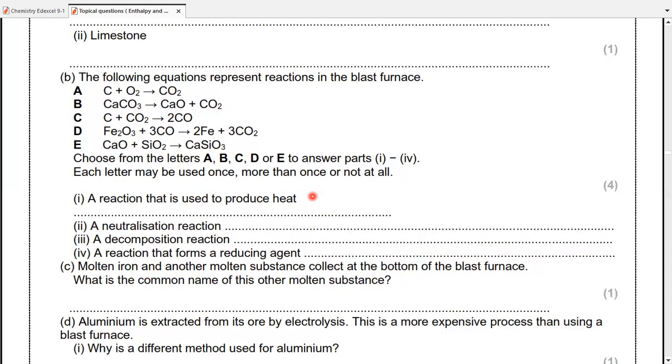I'll first do the fourth one because that's the easiest one. Reaction that forms a reducing agent. Do you remember the reducing agent that we used in the extraction of iron? Remember the main equation for our extraction of iron is given over here by the name of D, D as in dog. So in that equation, there is an oxidizing agent and there is a reducing agent among the reactants. This is a pretty good hint. You can work ahead.